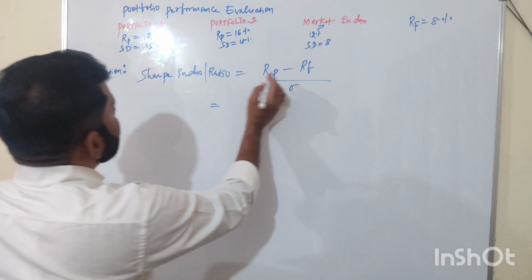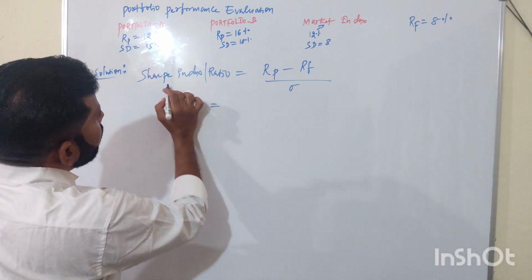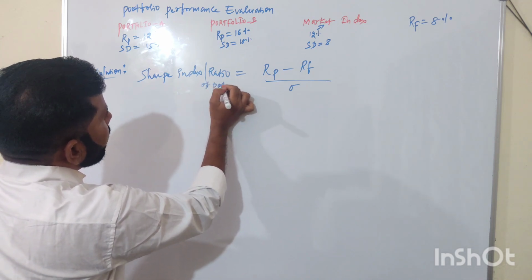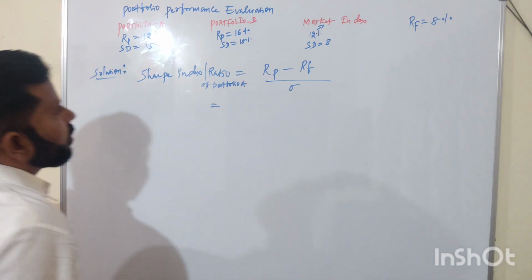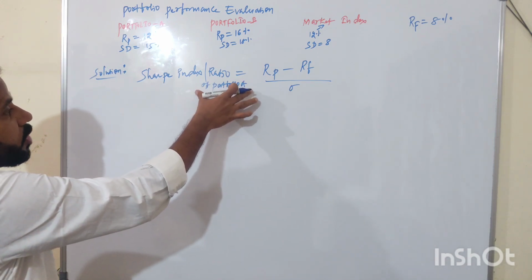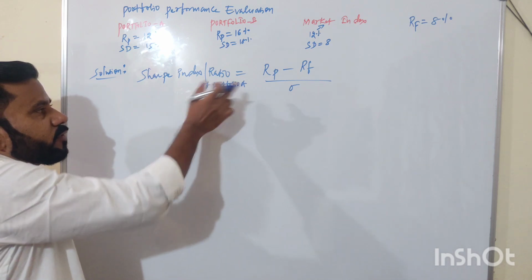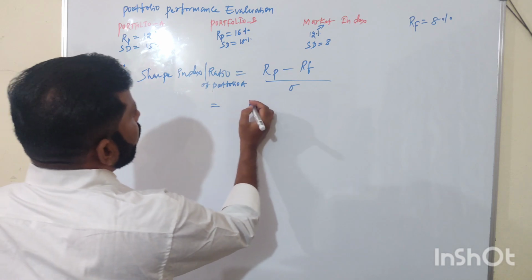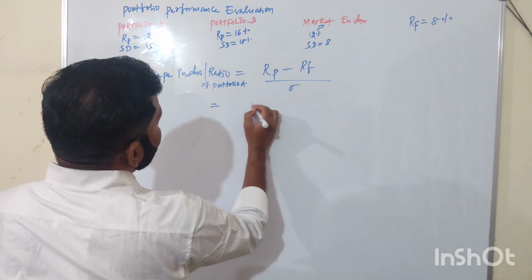What is the portfolio return? We have to write here, Sharpe index or Sharpe ratio of portfolio A. This is very important, because we are finding out the Sharpe ratio of portfolio A. Afterwards we find out portfolio B's Sharpe index. Okay. Then what is the RP? RP is 12%.